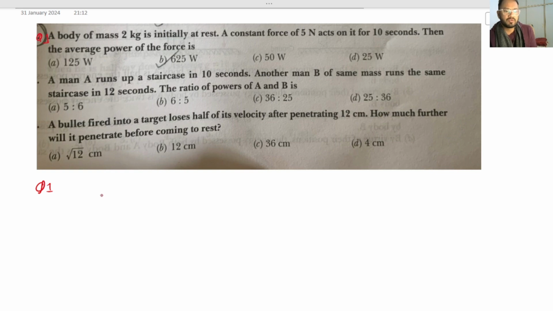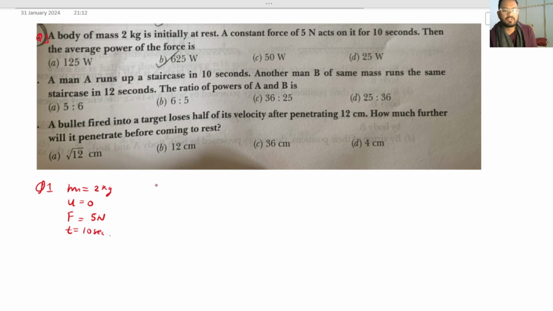So a body of mass, m is equal to 2 kg, initially at rest, so u is equal to 0, right? And a constant force is equal to 5 Newton, and time is equal to 10 seconds. Done.